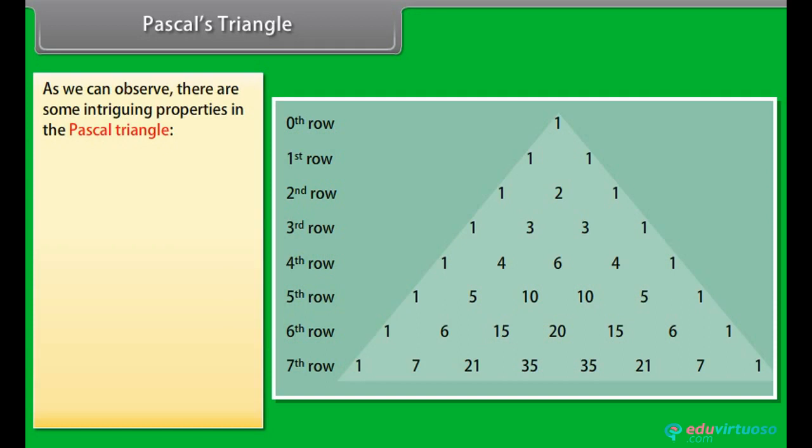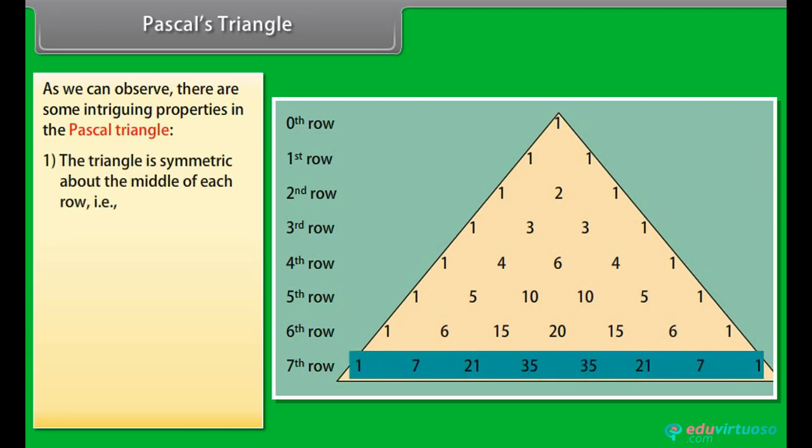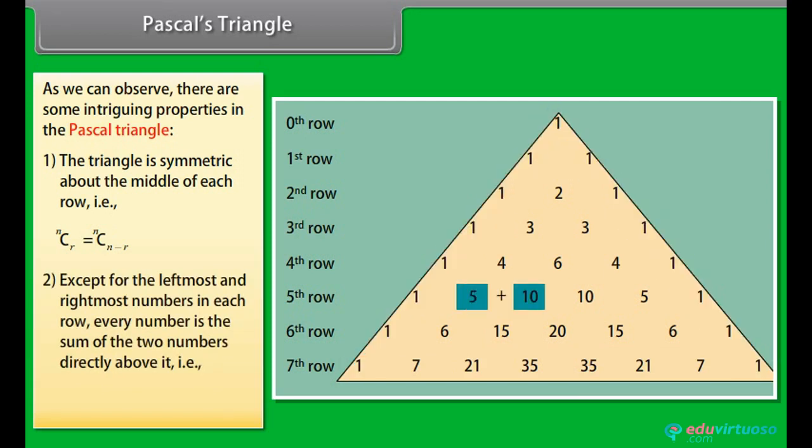As we can observe, there are some intriguing properties in Pascal's triangle. The triangle is symmetric about the middle of each row, that is, nCr = nC(n−r). Except for the leftmost and rightmost numbers in each row, every number is the sum of the two numbers directly above it, that is, nCr = (n−1)C(r−1) + (n−1)Cr.